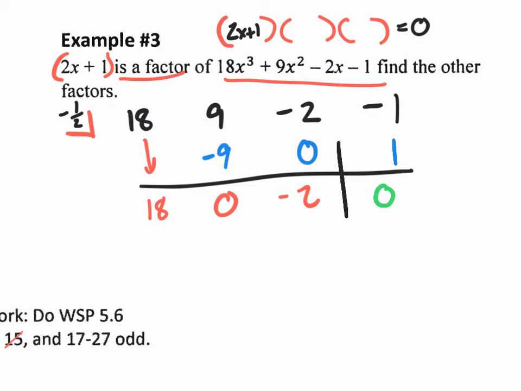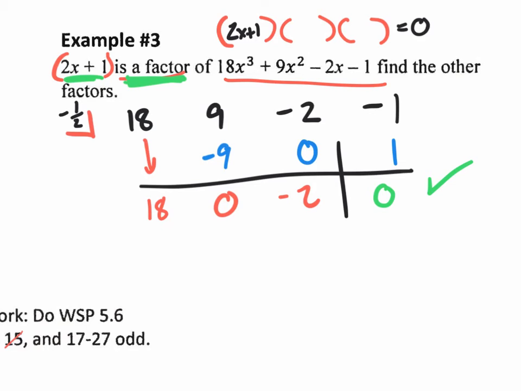Now that didn't surprise me because they already told me. They said this is a factor, which means that the remainder will be 0. We just checked that off. But what do we do with these numbers that are here? We write our depressed polynomial.